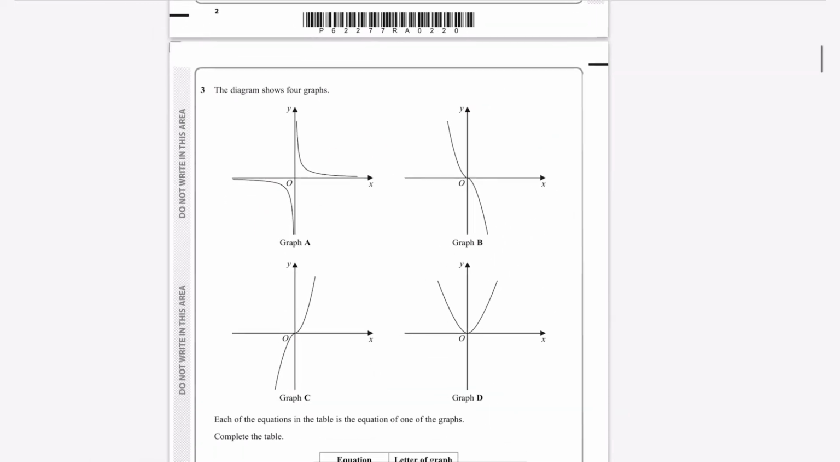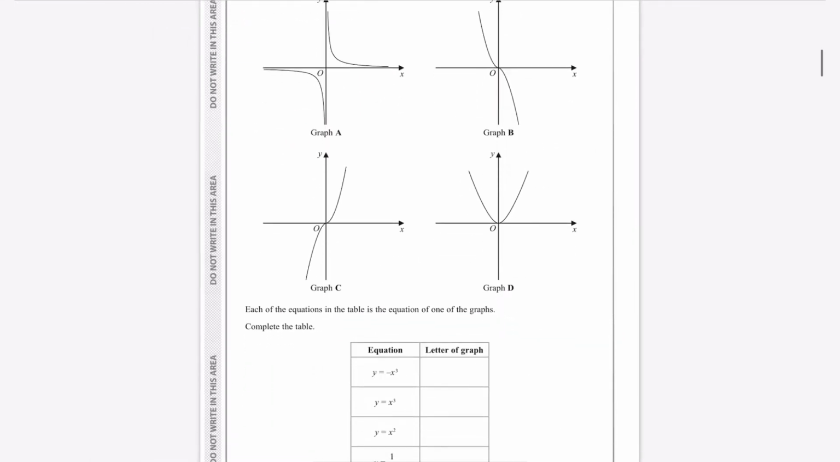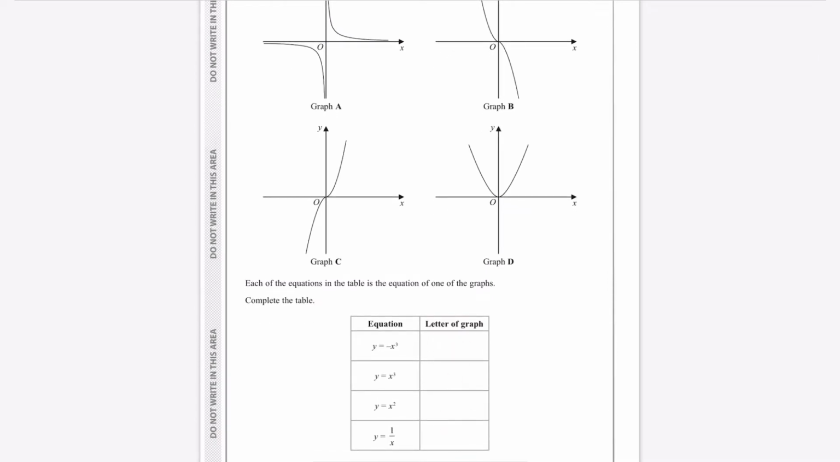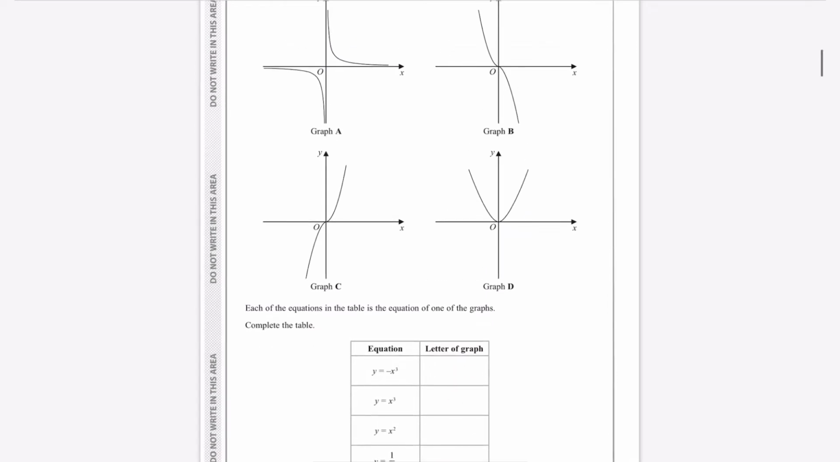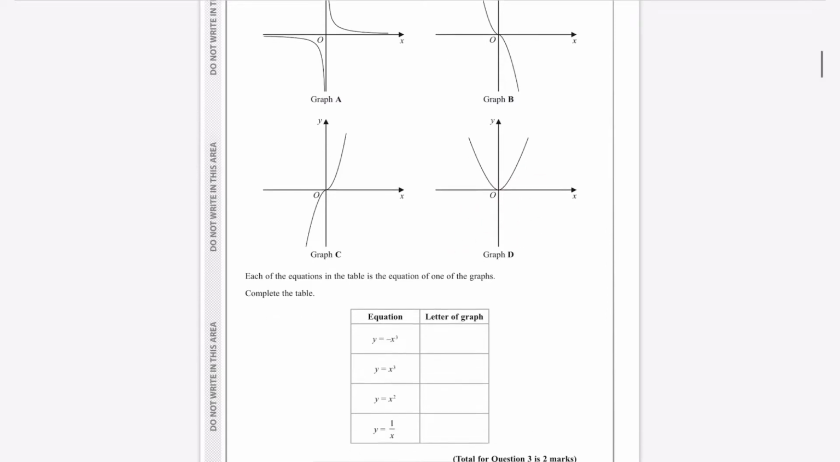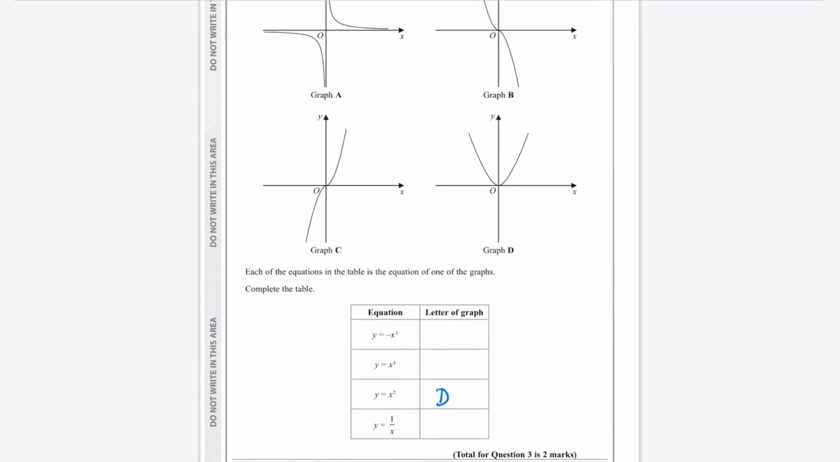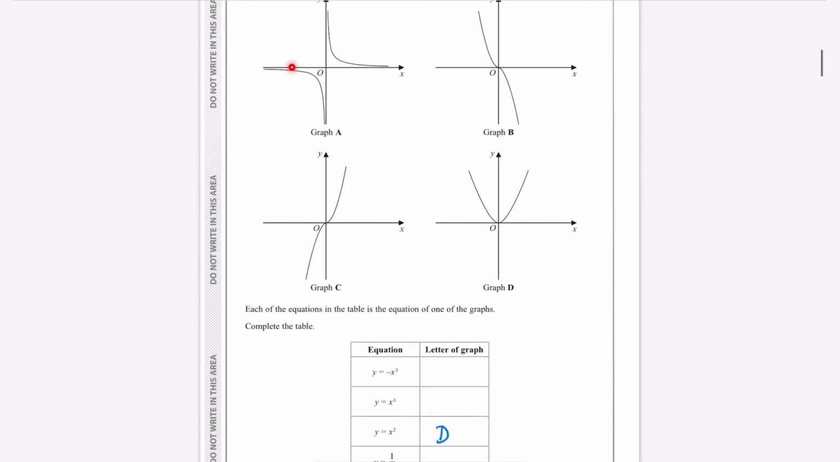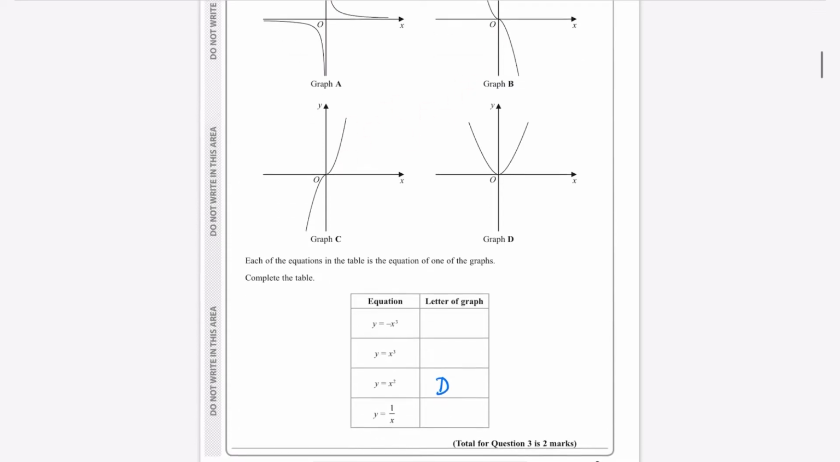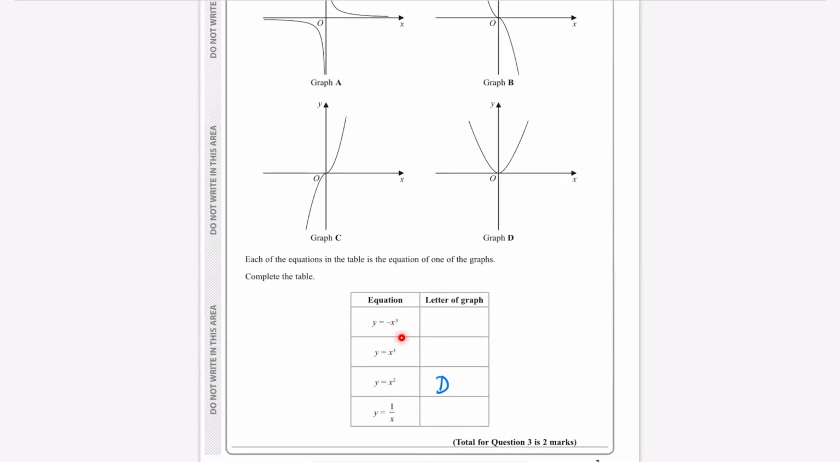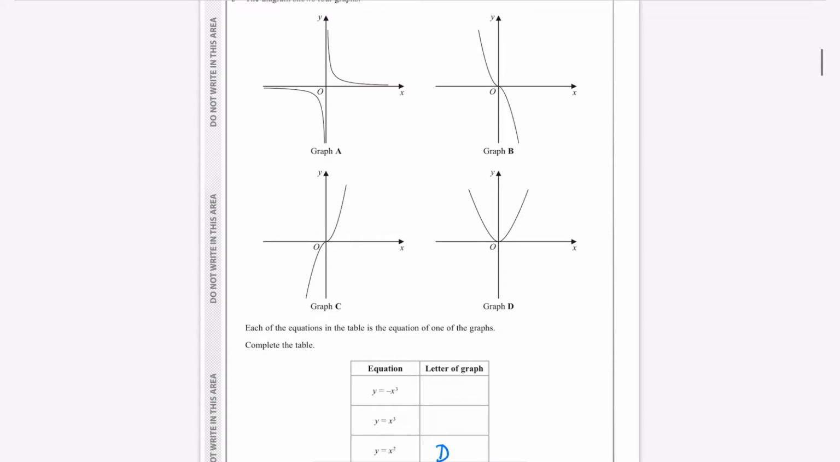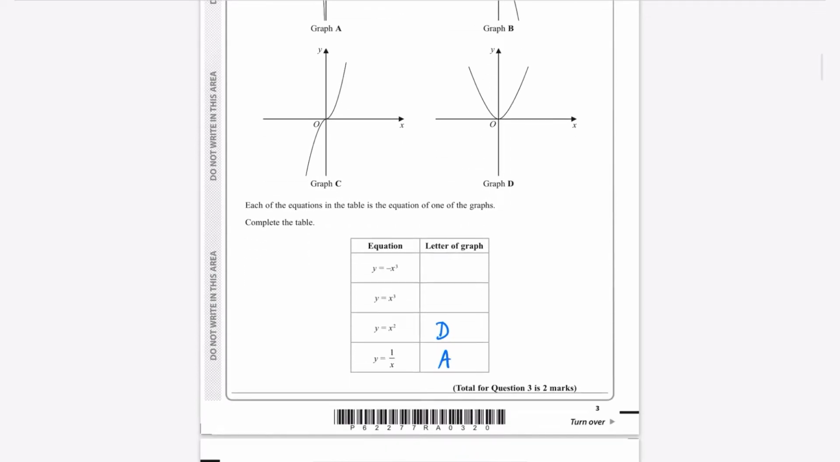Okay, question 3, it says the diagram shows 4 graphs. We've got A, B, C and D, and we want to complete this table that's at the bottom here. So I think probably the one that you're most likely to recognize is this one, which I think is the quadratic graph that we've got. So I'm immediately going to say that y equals x squared is graph D. Then I think you're probably likely to recognize this one next because these two certainly look similar, and that makes me think that these two are the cube ones. So this is the reciprocal graph, graph A, so I'm going to put letter A down here.